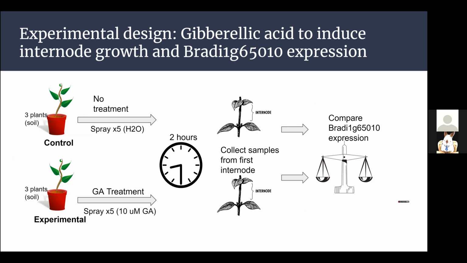So for our experimental design, we used gibberellic acid, which is a growth hormone, and then we had a control group, which was just water, and we used this to test the internode growth of our gene expression. And specifically, we had 3 groups in soil and then 3 other groups in soil for the control and experiment. And the experiment was treated with 10 micromolars of gibberellic acid.